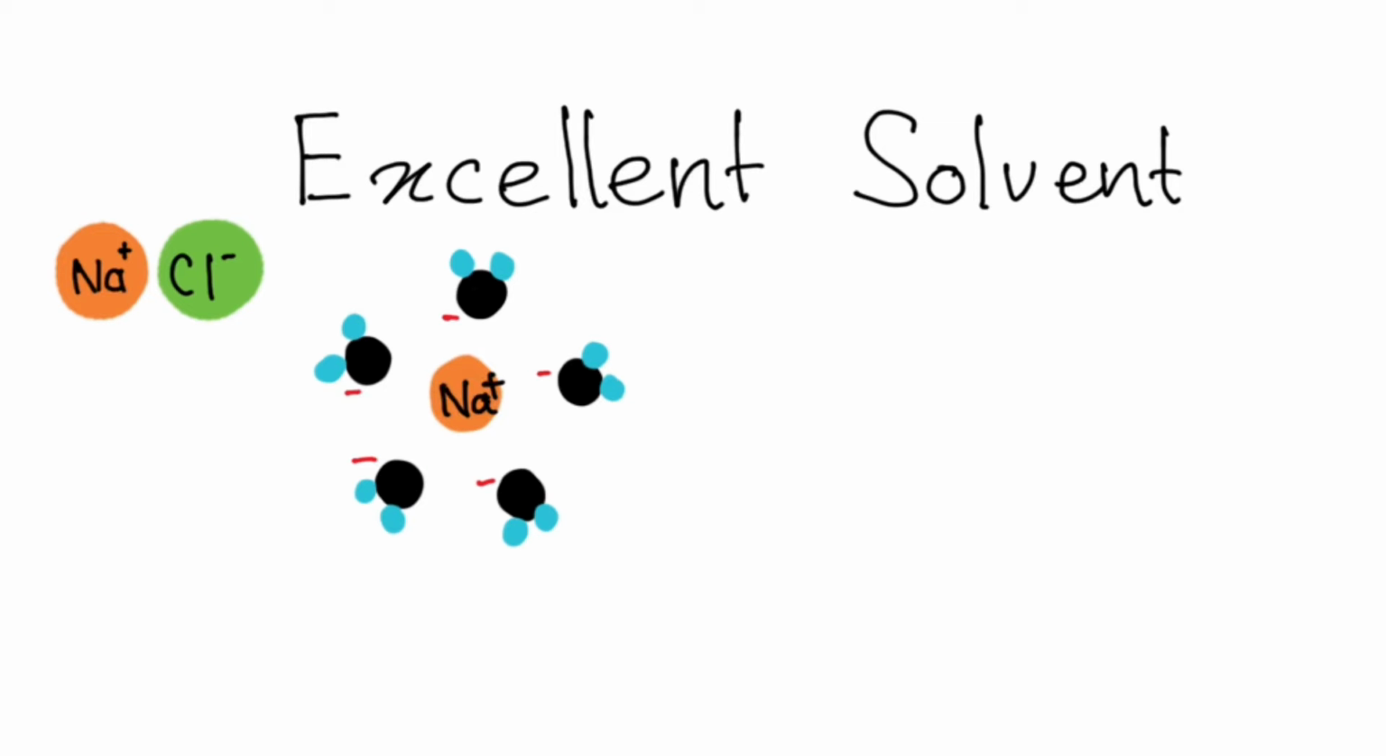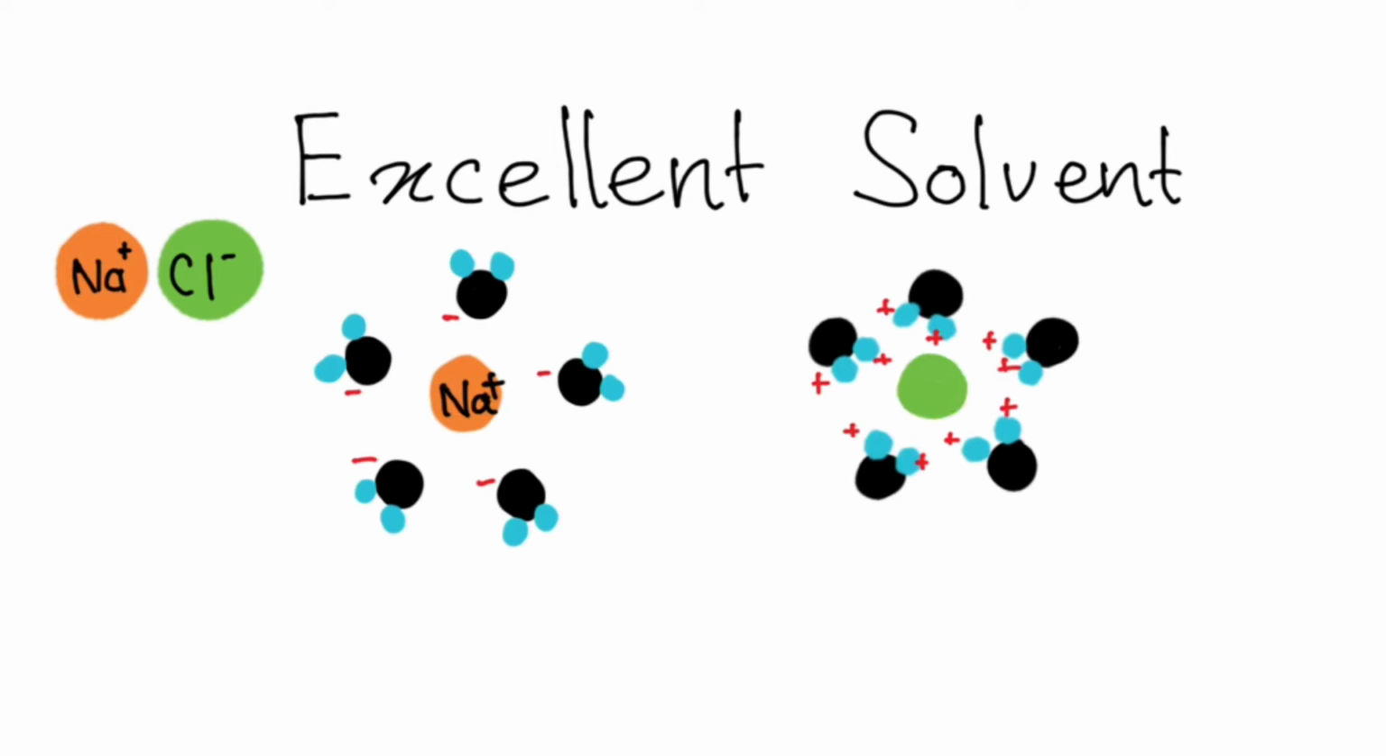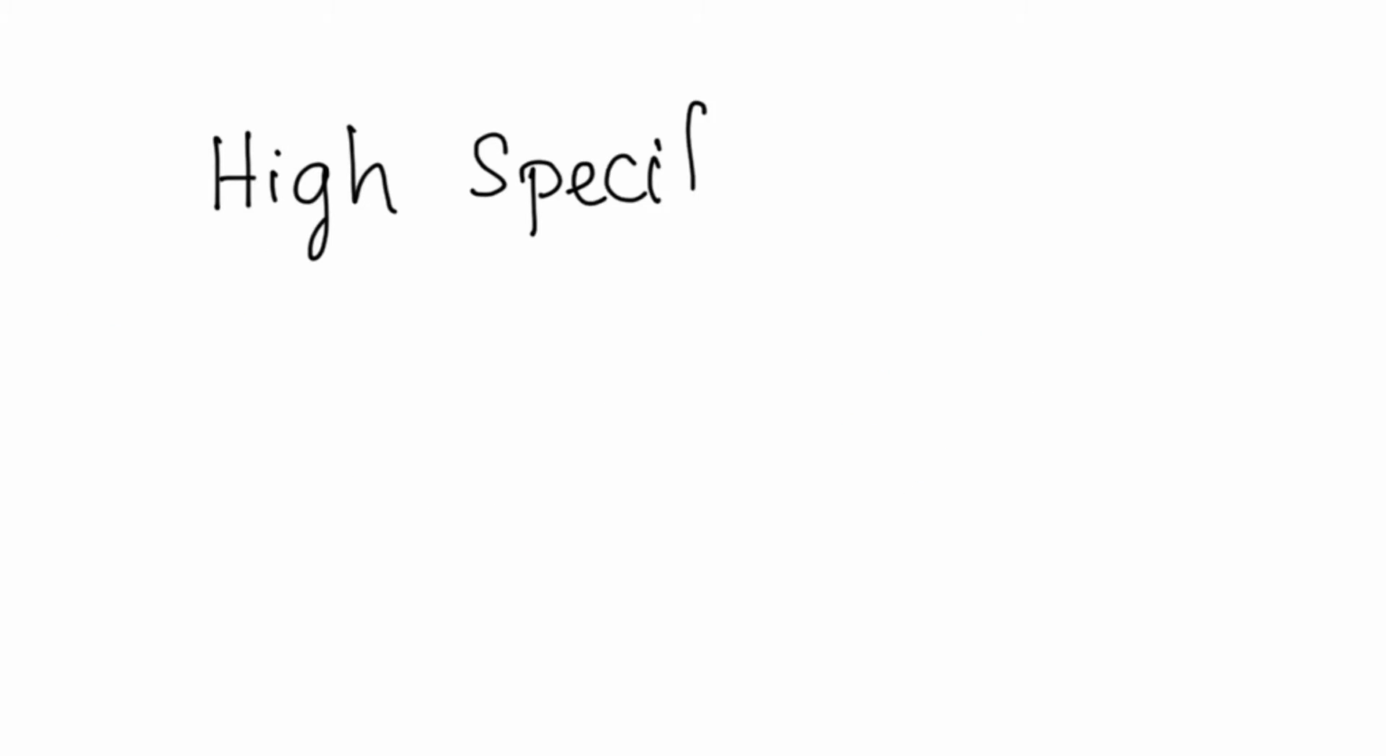Then similarly, the positively charged side, that is the hydrogen atom side of water molecules, can attract the negatively charged chloride atom. Because of this, sodium chloride can easily dissolve in water. So for this type of solutes, ionic solutes, water acts as an excellent solvent. Okay, then we'll go to the next property, that is the high specific heat capacity.